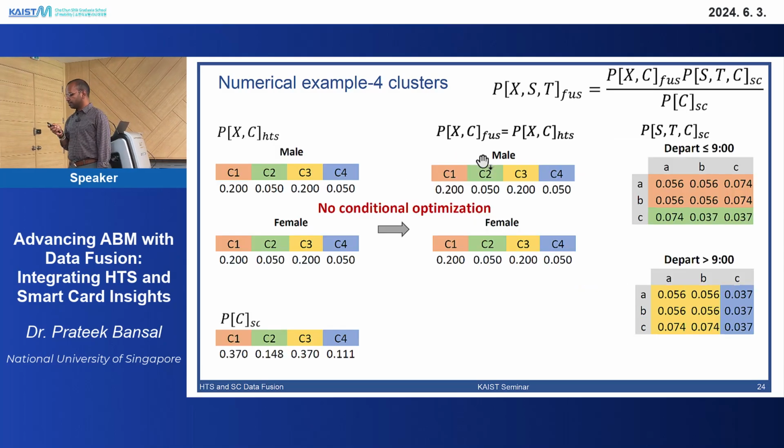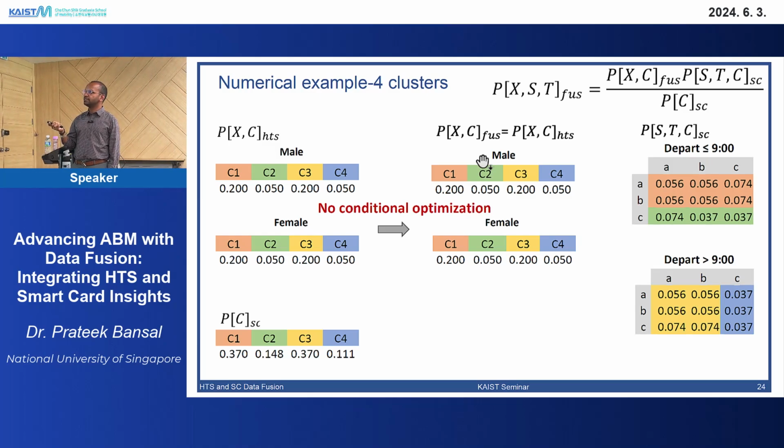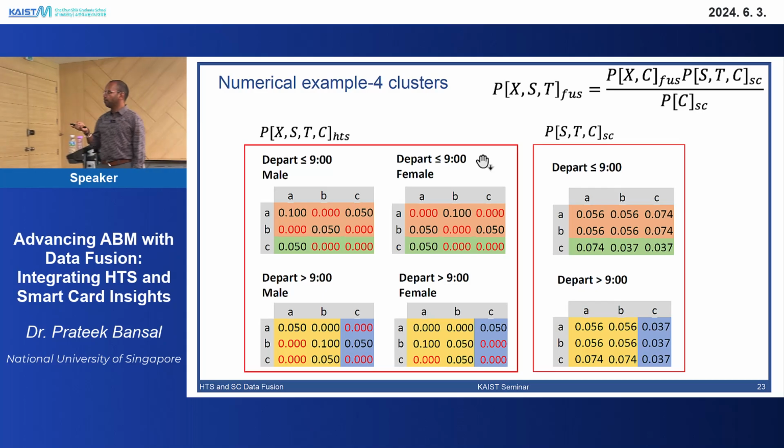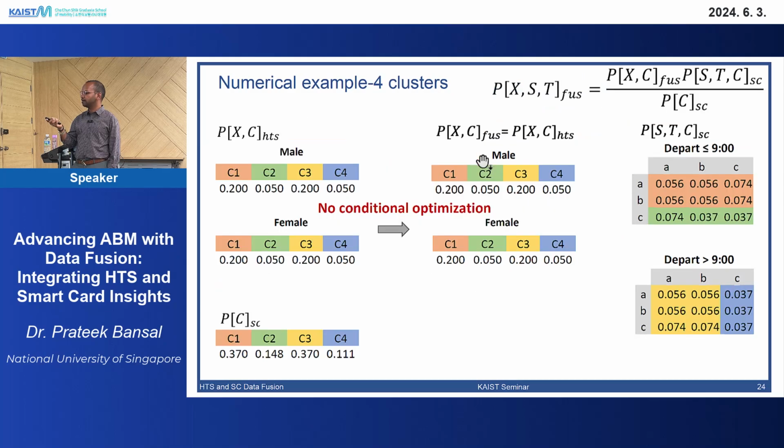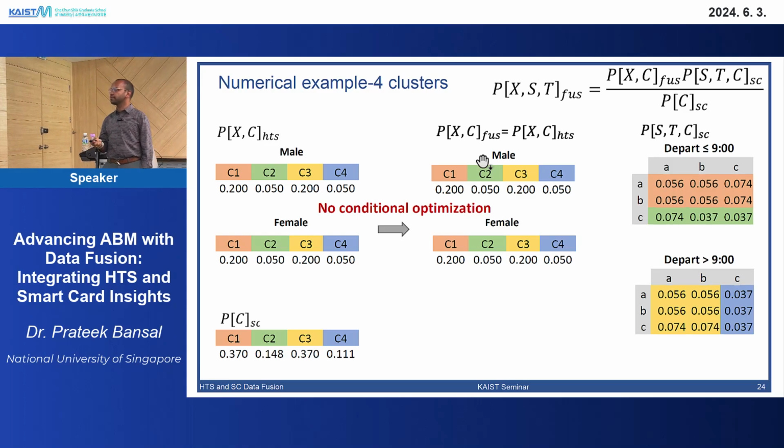Now the next step is we need to find the XC HTS data, right? Because in the optimization problem also we need to have the XYC. So we don't have Y here. So we need to find the XC HTS, right? So we do the marginalization here, and for each cluster we find the probabilities for the males and the females, right? It is differentiated by male and female and the cluster. So it's the joint distribution of the gender and the cluster in this case, right?